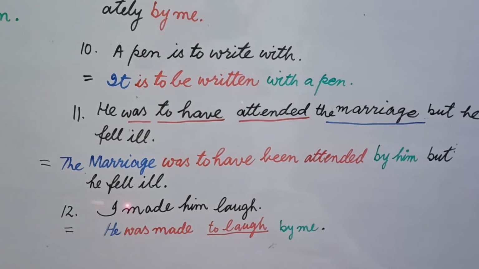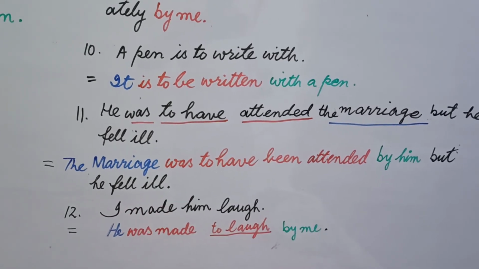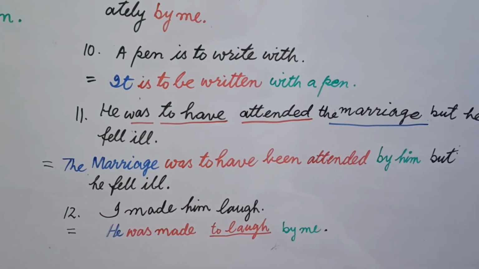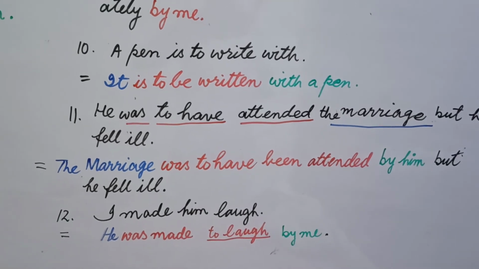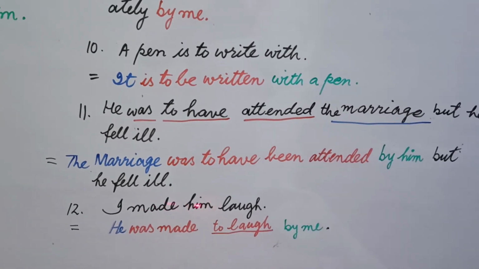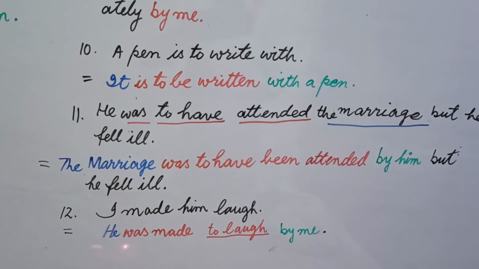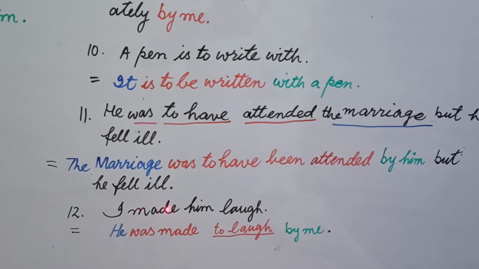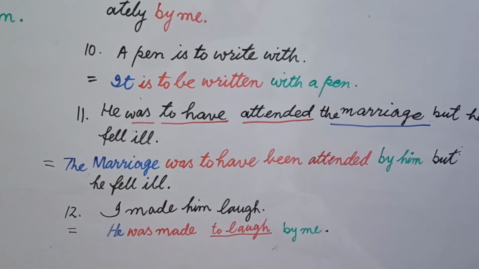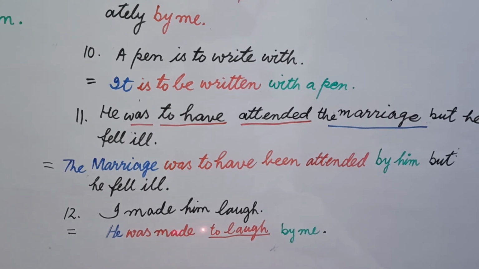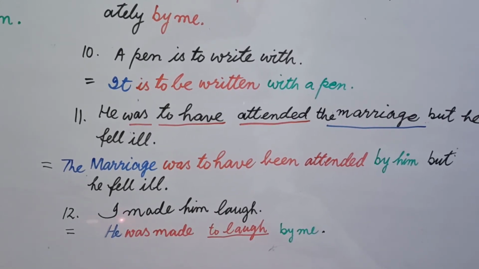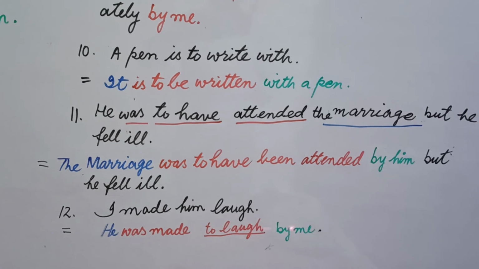Now see, I made him. Made is the second form of the main verb. Him is the object, I is the subject. You change object and subject. Him will come to the place of I and it will become he, and it is the second form. That's why I will write was. He was made to laugh by me. I is written as "by me" here.